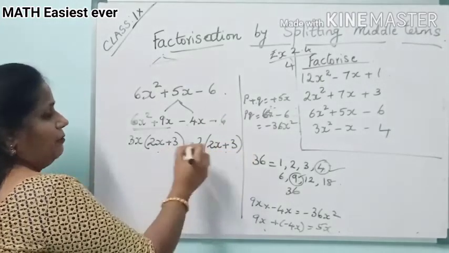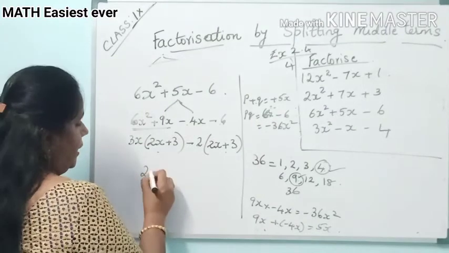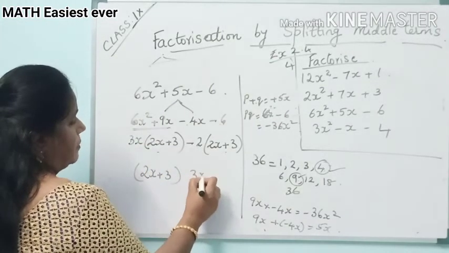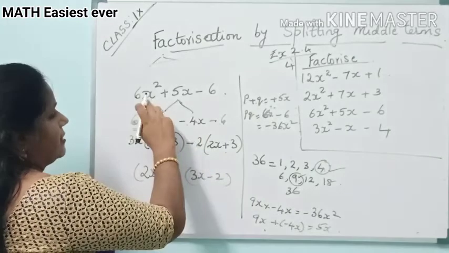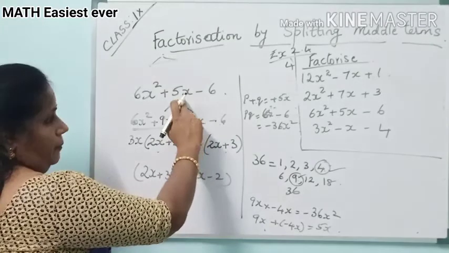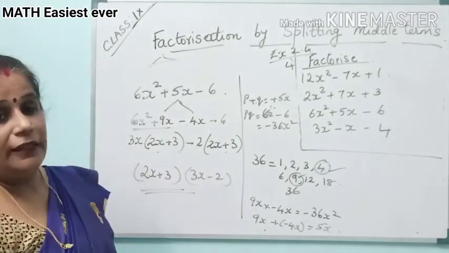Did I not get the same factors? 2x plus 3 and 2x plus 3. So I can write 2x plus 3 and the other one is what? 3x minus 2. So I have factorized 6x square plus 5x minus 6 using the middle term method, and I've got the factors as 2x plus 3 and 3x minus 2.